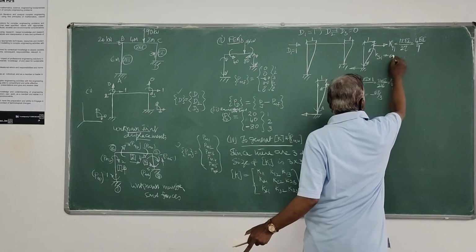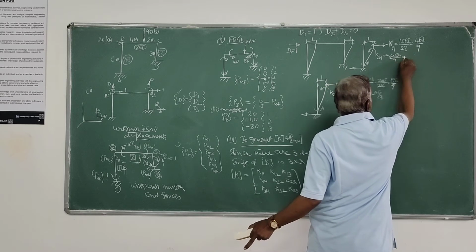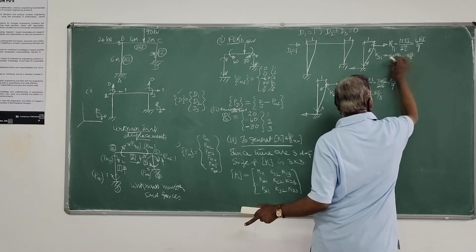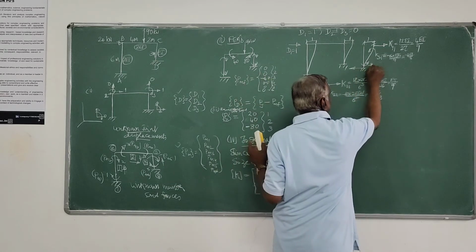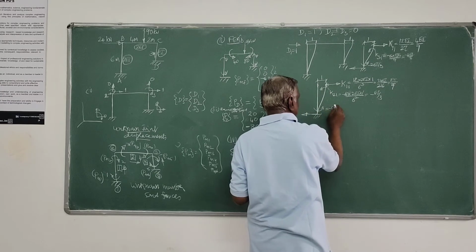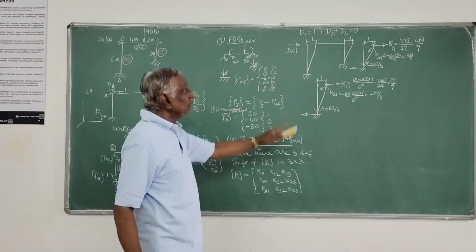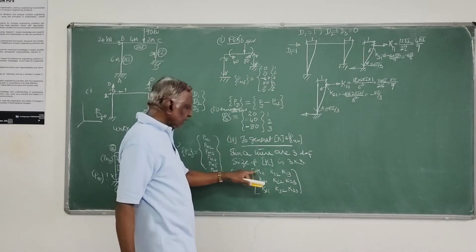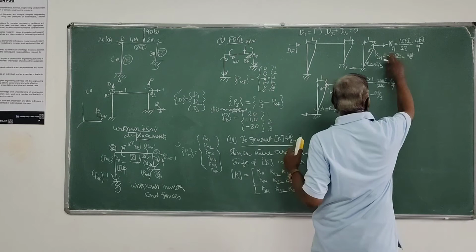K31 will be 6 EI delta 1 divided by L squared, L squared is 9, so it is 2 EI by 3. This is negative because it is in the opposite direction of the coordinate chosen, so this will be minus 2EI by 3. Here this also will be minus EI by 3, that we will use later in the generation of PMU. So this is the first column of the stiffness matrix: K11, K21, K31.